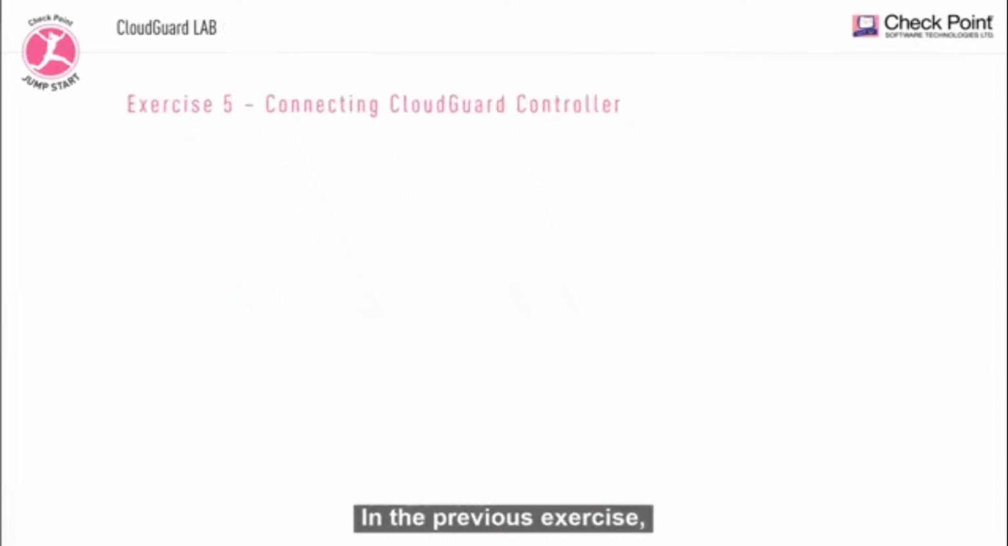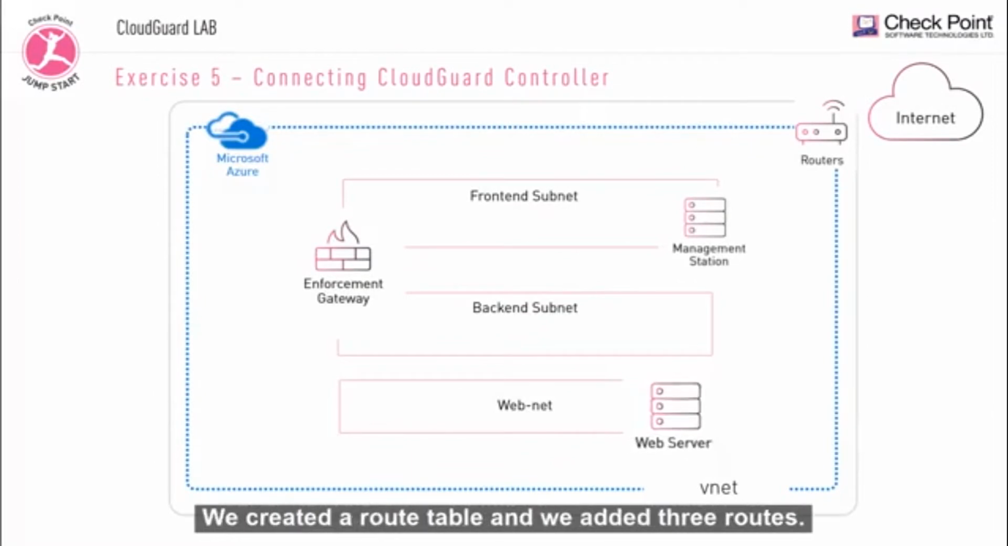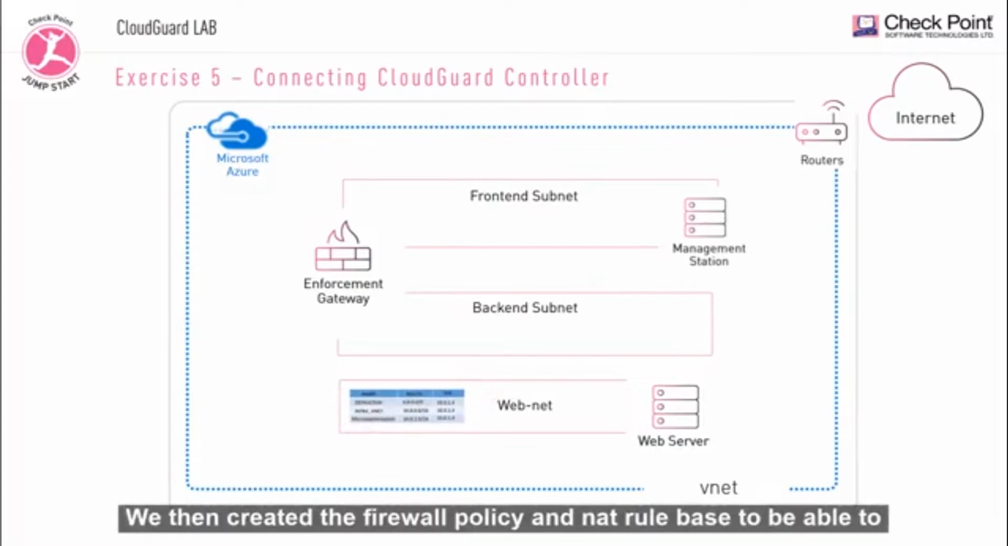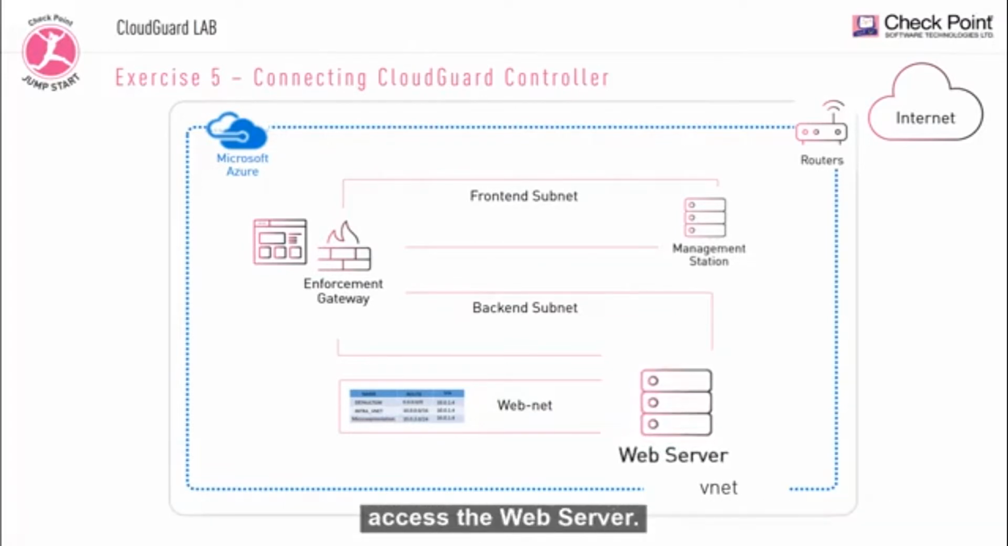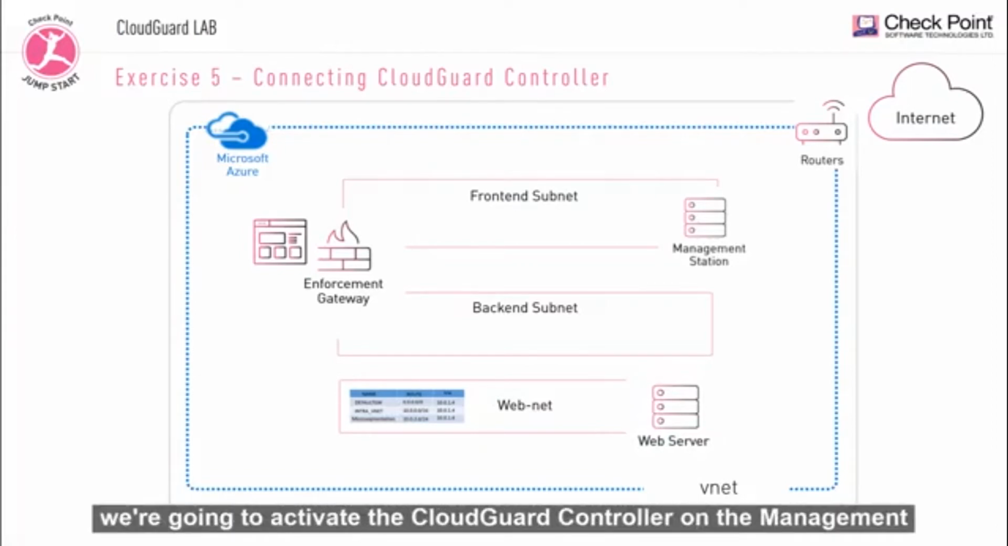In the previous exercise, we deployed a web server in the web network. We created a route table and we added 3 routes. We then created a firewall policy and NAT rule base to be able to access the web server. In this 5th and final exercise, we're going to activate the CloudGuard controller on the management station.